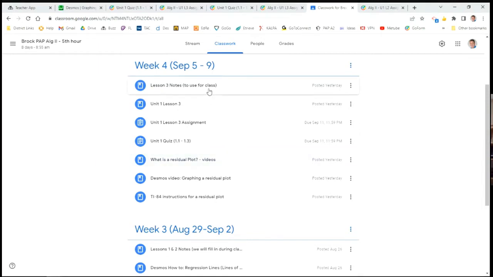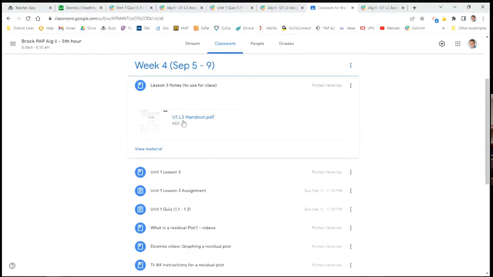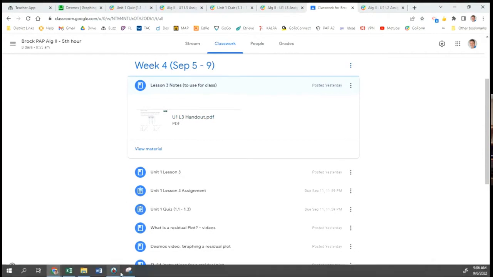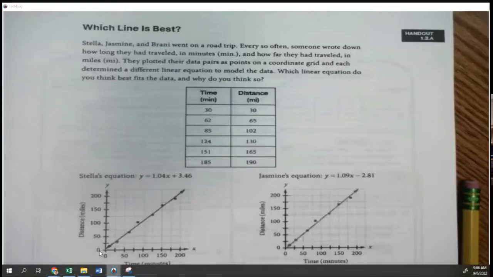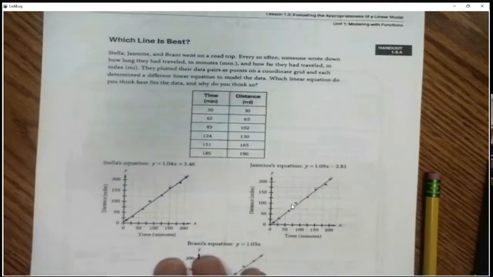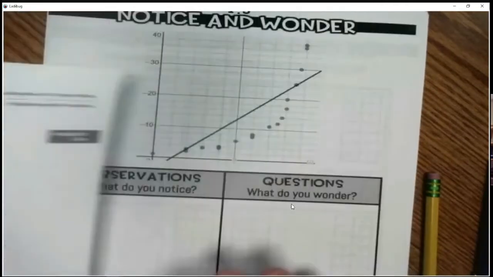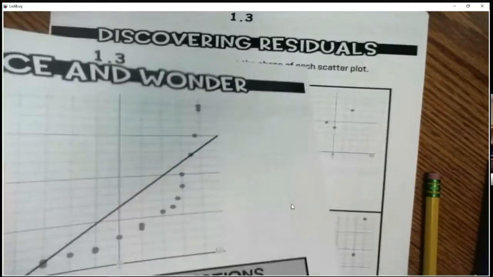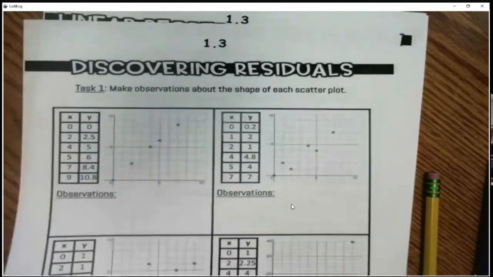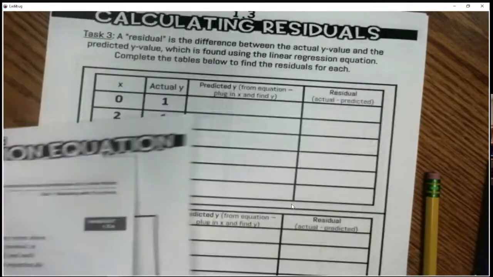So first, let's go through the notes. All right, so here's our notes, and I've got those printed out. So I'm going to put those up here on the screen. And we're not going to go through all of the notes because we don't have that much time, but there's all kinds of good stuff that'll help you walk through these things.